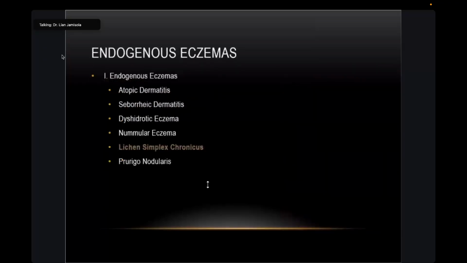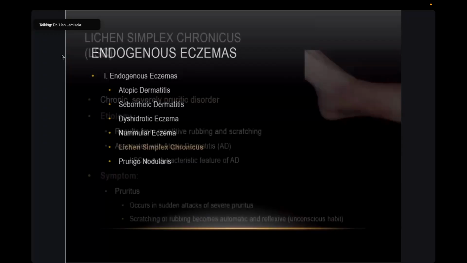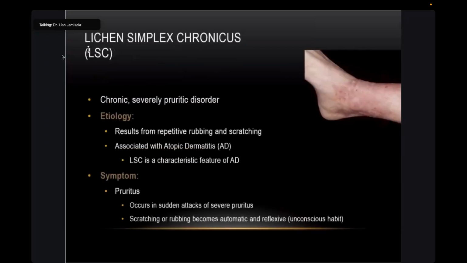Okay. Next would be your lichen simplex chronicus. So based from the name, it's relatively easy to diagnose. It's lichen, if you remember your secondary lesion like lichenification, and then chronic. It's a chronic condition, then it's called lichen simplex chronicus.